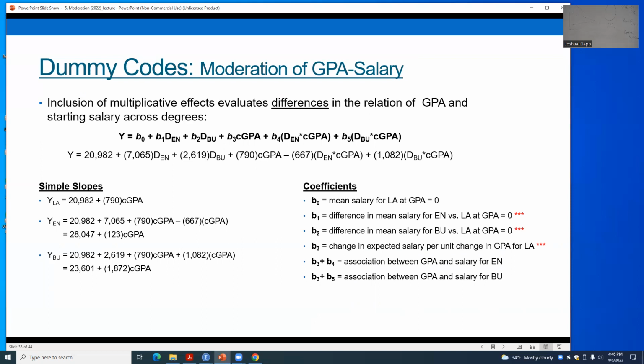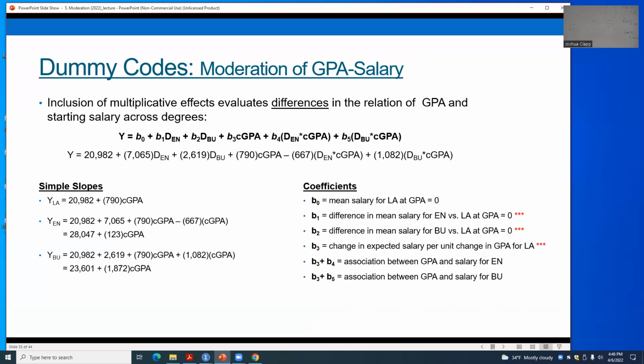This is just the mean salary for liberal arts at average levels of GPA. B1 is the difference in my mean salary for engineering versus liberal arts when GPA is equal to 0. Now this is asterisked because depending on how we dummy code that can change around, but for this model, that's the meaning that's associated there. Same thing, B2, this is the business versus LA when GPA is held constant.